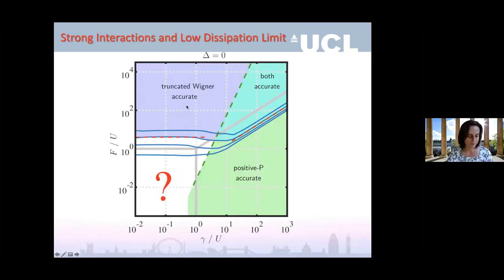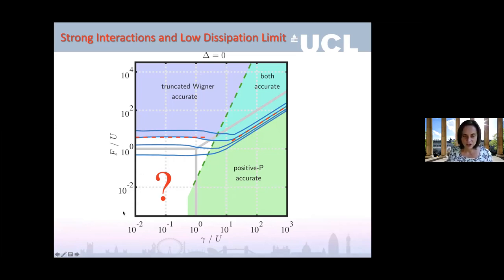I'll just go perhaps a bit quicker. So, I advocated that if you are really strongly damped or strongly dissipative, the phase space methods are excellent, and then we can look at many problems now using, for example, positive P.